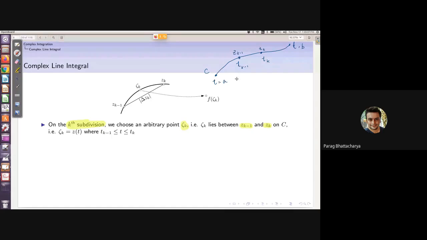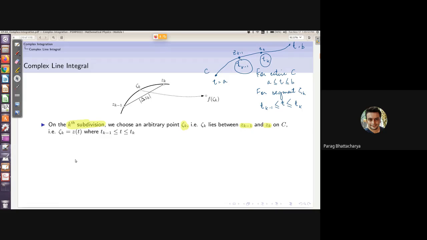For the entire curve, the range of values of the parameter lies between A and B. In a similar way, for the segment, that is zeta k, the value of the parameter is not going to lie between A and B. It is going to lie between t_{k-1} and t_k. That's why we write it like this.